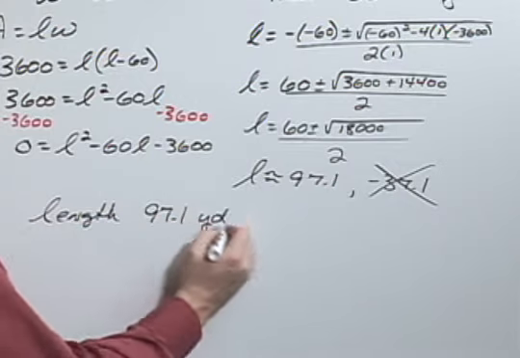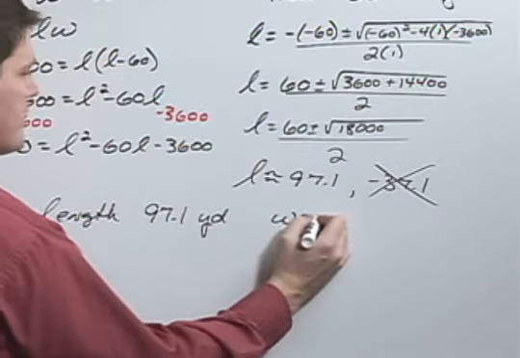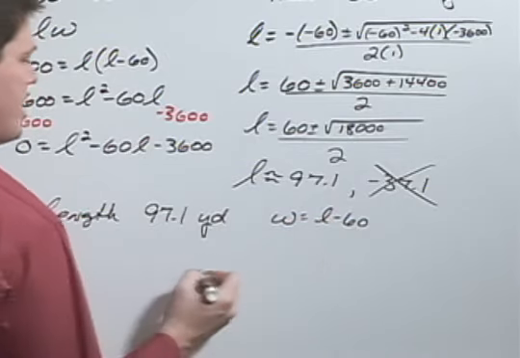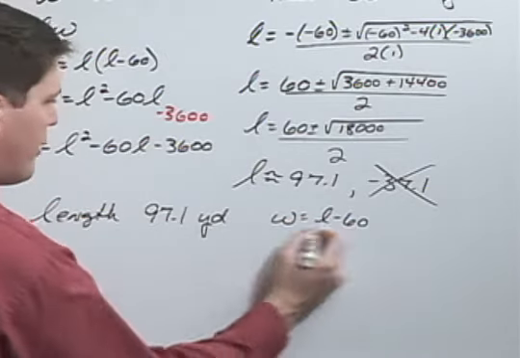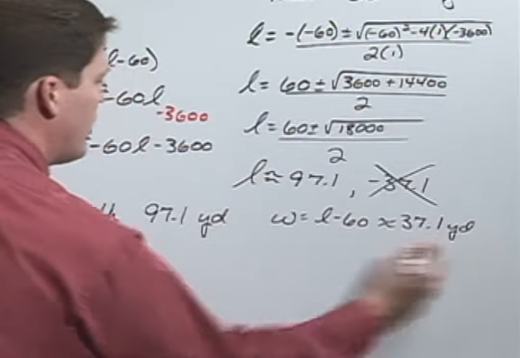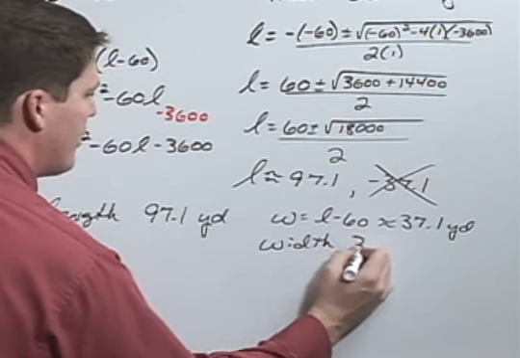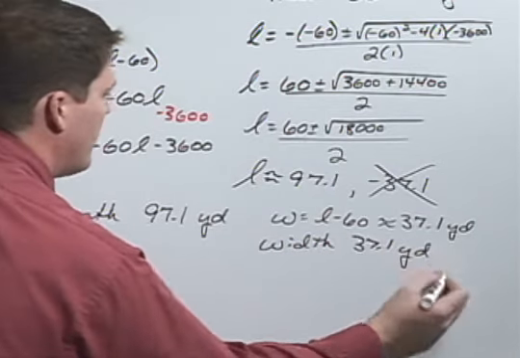97.1 yards, and remember that our width was L minus 60. So therefore, this will be approximately equal to 37.1 yards. So our width is 37.1 yards.